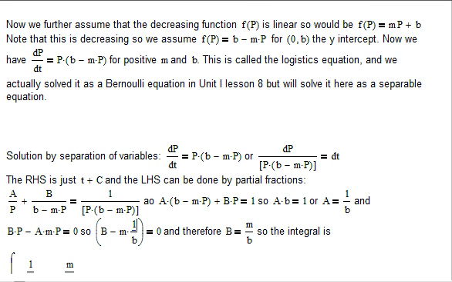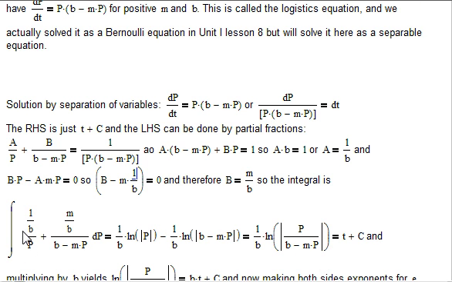And the integral is the integral of A over P plus B over (b minus mP). Remember, this is the B that we found here. And so that would be 1 over b times the ln of P minus 1 over b, that's this B, times the ln of (b minus mP). Notice that the m, when we let u equal b minus mP, and the m here in the numerator canceled each other out.